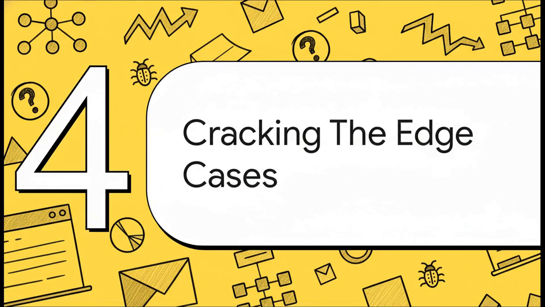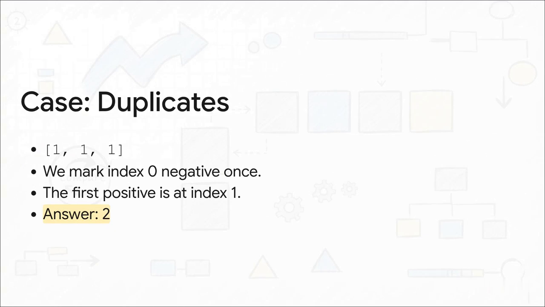Okay, but a great algorithm has to handle the weird stuff, right? So let's throw some curveballs at this method and see if it breaks. So what about duplicates? Say we have 1, 1, 1. Our marking step will see the first one and flip index 0 negative. Then it'll see the other ones and try to do it again. But that's totally fine. Because we use the absolute value, it just stays negative.